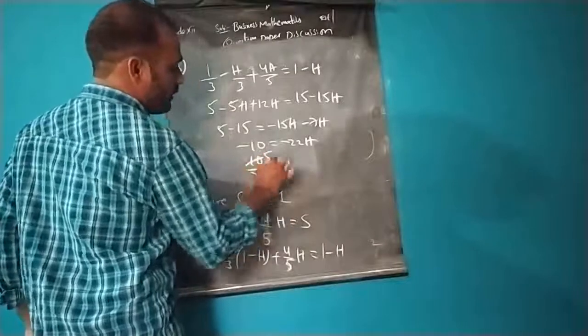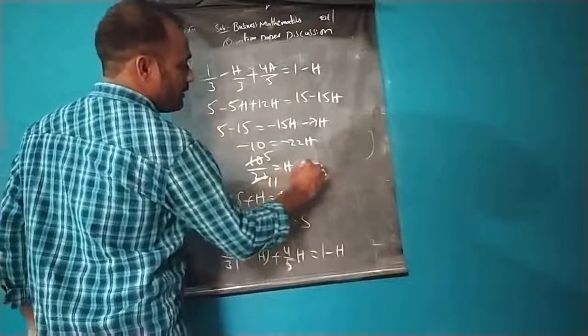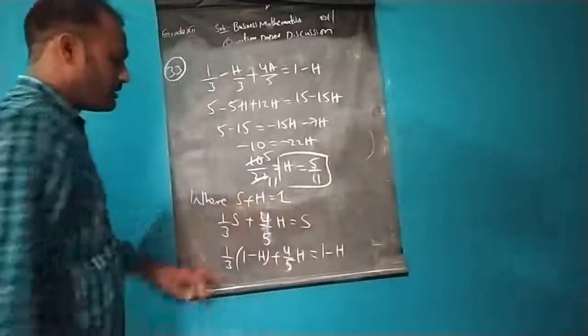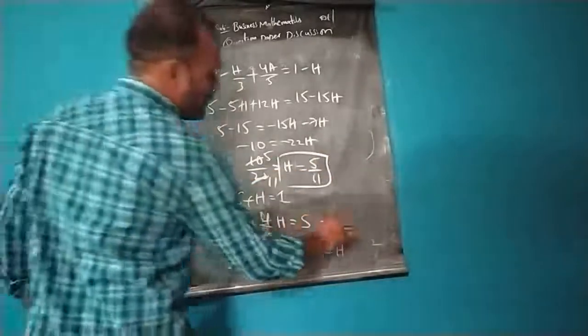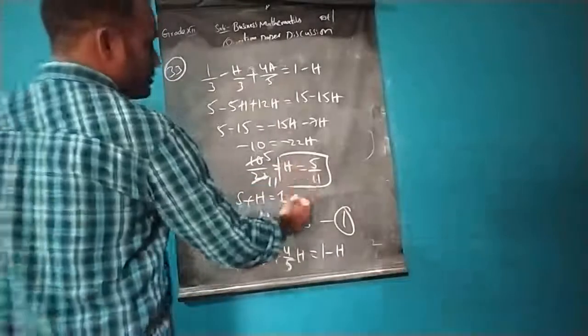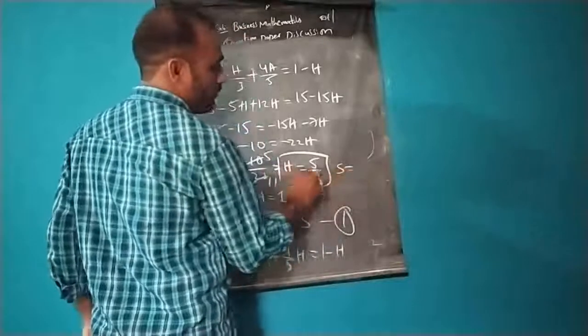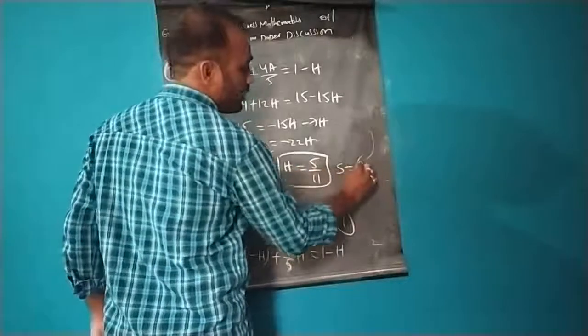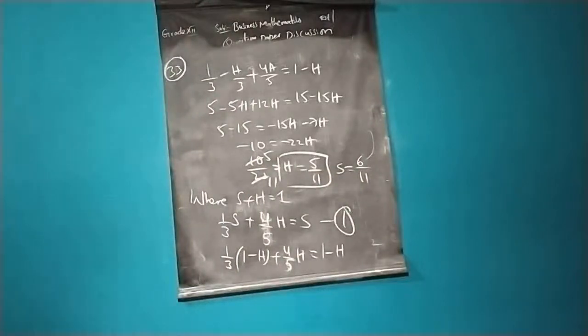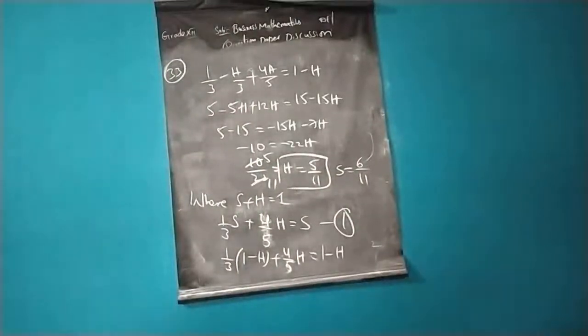So h is equal to 5 by 11. If we substitute in this first equation, we will get the s value also. We know that the sad and happy probabilities sum to 1, so out of 11, happy is 5 times, which means out of 11, sad will be 6 times, because we know that s plus h is equal to 1.